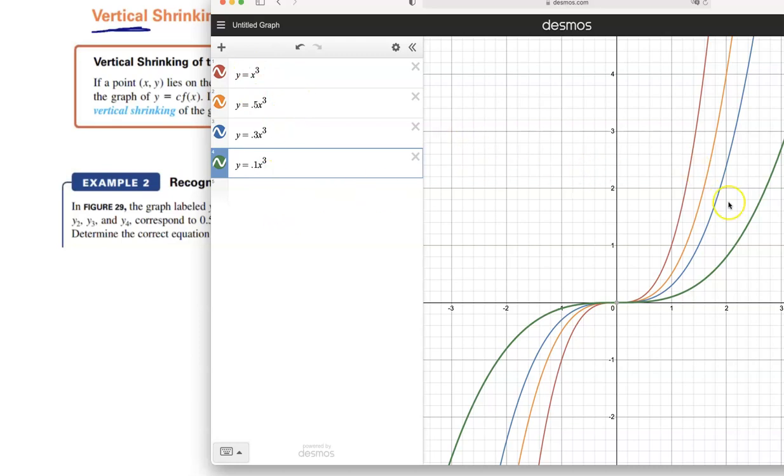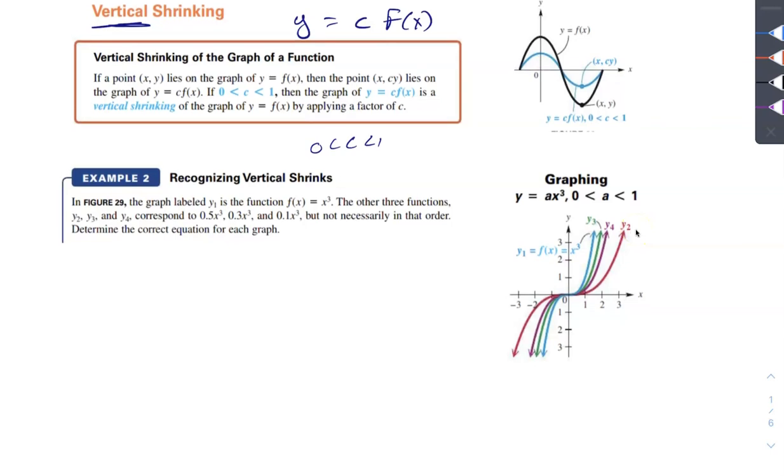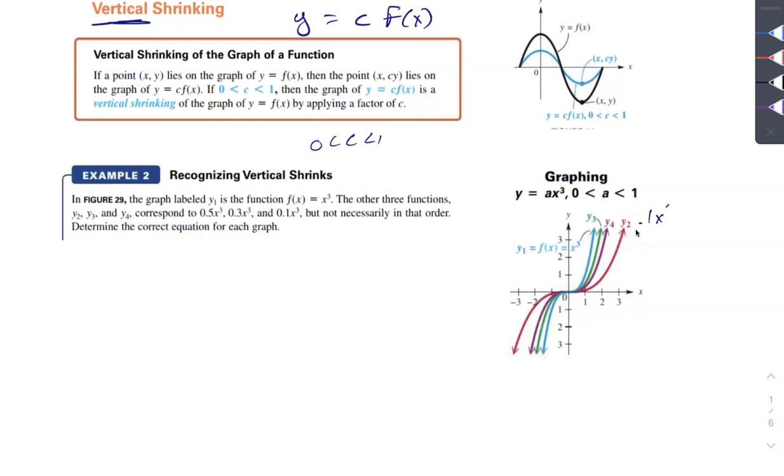So if you multiply by a small number, it gets smaller. Multiply by a big number, it gets bigger. And then we can figure out which of those are which. In this case, y2 was the smallest, 0.1 x cubed, and then 0.3 x cubed, and 0.5 x cubed. So that's shrink. That's vertical shrink.